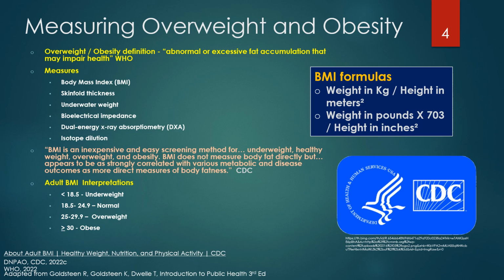BMI is calculated by dividing an individual's weight in kilograms by the square of their height in meters, or weight in pounds times 703 divided by the square of height in inches. BMI provides a useful measure of overweight and obesity for both sexes and all ages of adults. An adult BMI below 18.5 would be considered underweight, 18.5 to 24.9 healthy, 25 to 29.9 overweight, and 30 and above obese.